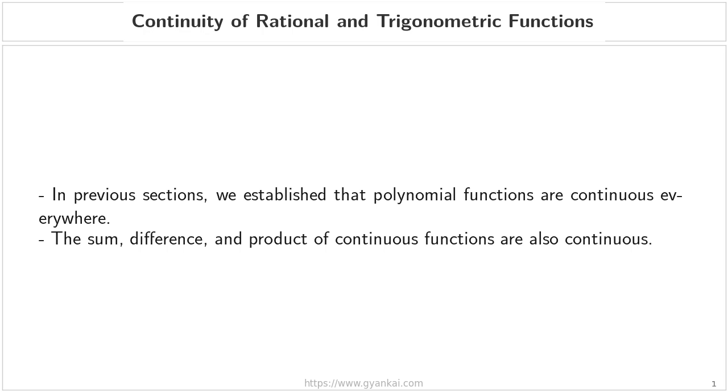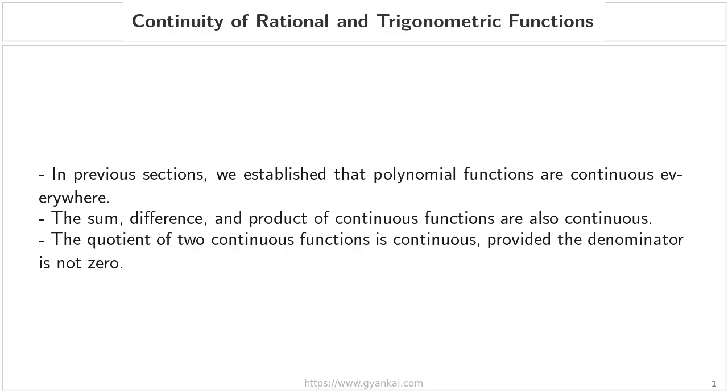Building on that, we also discussed the algebra of continuous functions. Specifically, we learned that if you take two functions that are already continuous and combine them through addition, subtraction, or multiplication, the resulting function will also remain continuous. However, when we deal with division, we have to be more careful. The quotient of two continuous functions is indeed continuous, but there is one critical condition. The denominator must not be equal to 0. As we know, division by 0 is undefined, and this is precisely where a function typically loses its continuity.